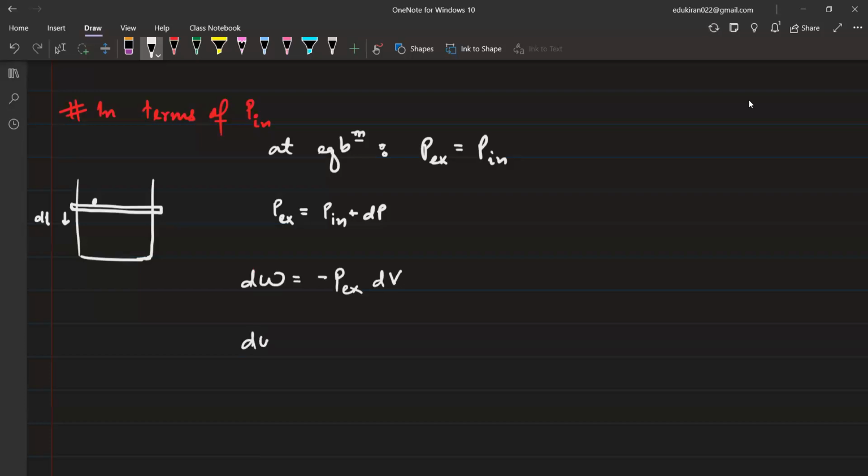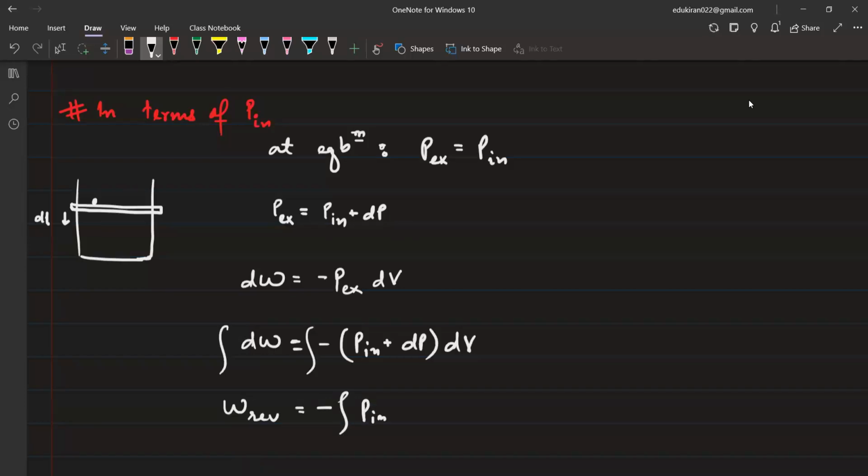Now I can write dW, let me just put up the formula first of all. Minus P external, which is equal to P internal plus dP, into dV. Now I will integrate on both the sides. So work reversible will be equal to minus the integration of P internal multiplied by dV, minus the integration of dP into dV.